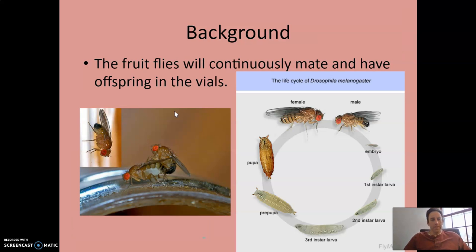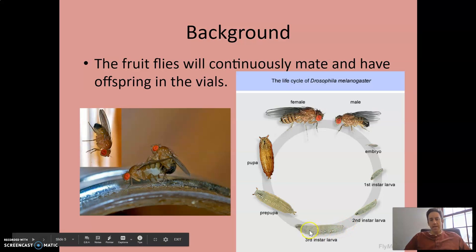Within these vials, the fruit flies are going to continually mate and have offspring. So here's the male. Males are a little bit smaller, and they have this kind of black bottom. That's what helps you identify them from the female. They're going to continue to mate and make an embryo, and that embryo looks like a little worm. You can see these little worms crawling around in that food supply.